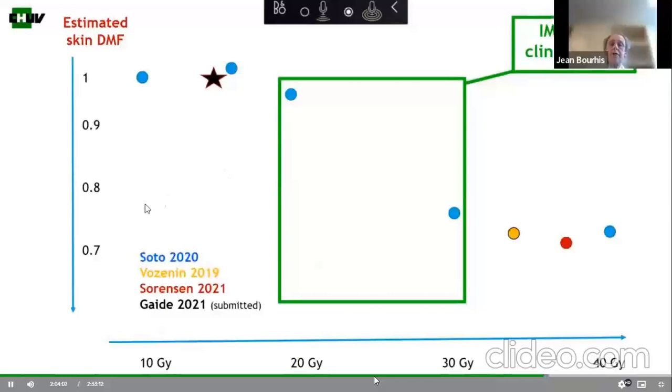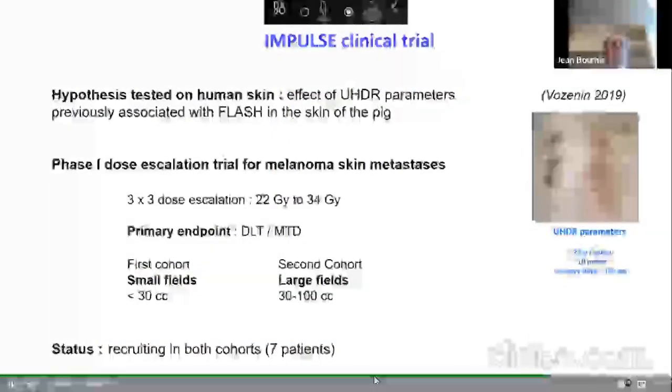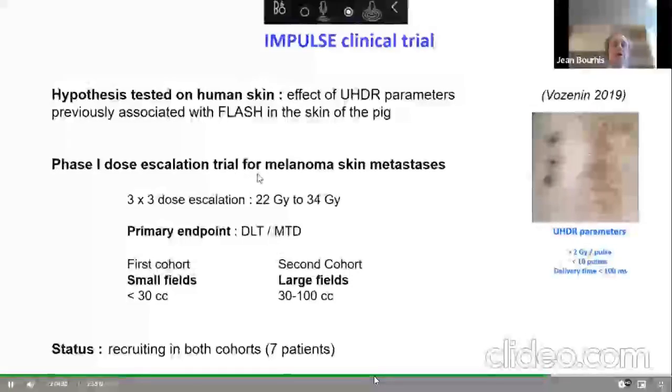And at least what we explore in the first trial is this range of dose between 20 and 30 gray, where we can start having a very nice dose modifying factor. In fact, we don't know, but it's possible. And then it's really a range of dose that is worth testing in patients. So the IMPULSE trial is dose escalation for melanoma skin metastasis. So we've 7 patients entered at the moment, and 2 cohorts, one with large and the other with small fields.